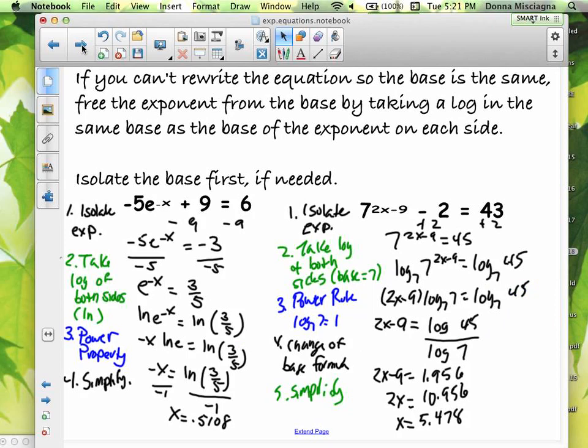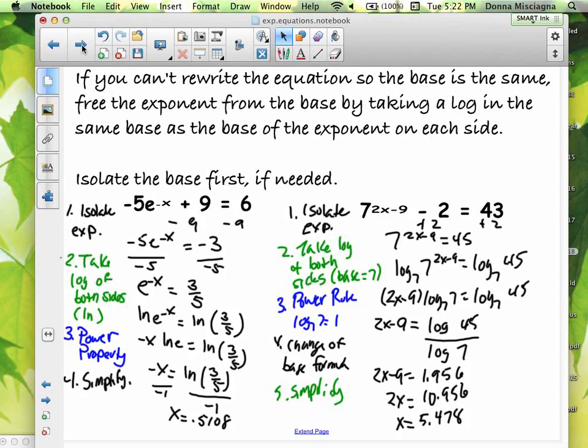We got to isolate that exponential completely. So we're going to divide both sides by negative 5. Okay, we can't have anything with the e, including a coefficient. So now we have e to the negative x equals 3/5. Now we can take the natural log of both sides. Right, and that will free our exponent using the power rule, right? Because we take natural log, right? Because e is the base for natural log, and e has the exponent.